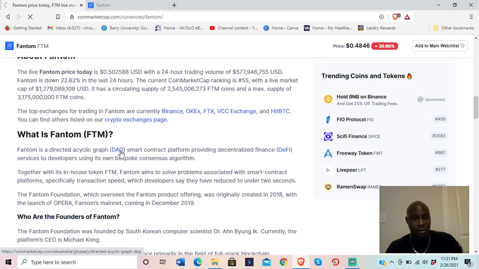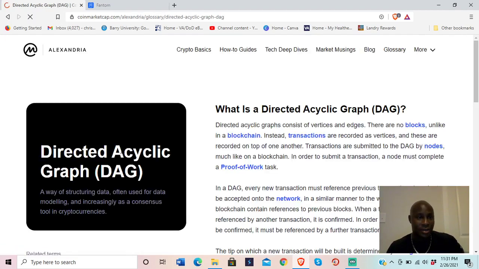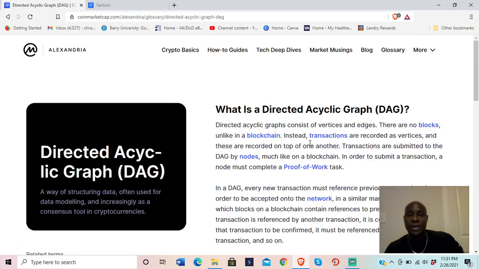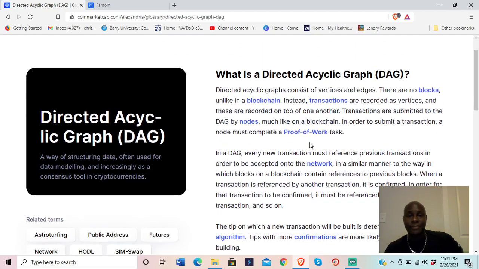So let's go ahead. Let me see if I can click here. And so what is a directed acyclic graph? Now, for many of you, if you want to know more about it, as far as knowing the different transaction speeds, I have a graph on that in the video that talks about DAG. But let's go ahead and take a look at DAG specifically.